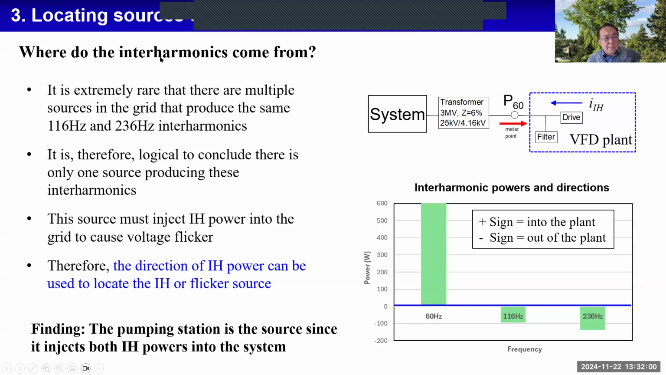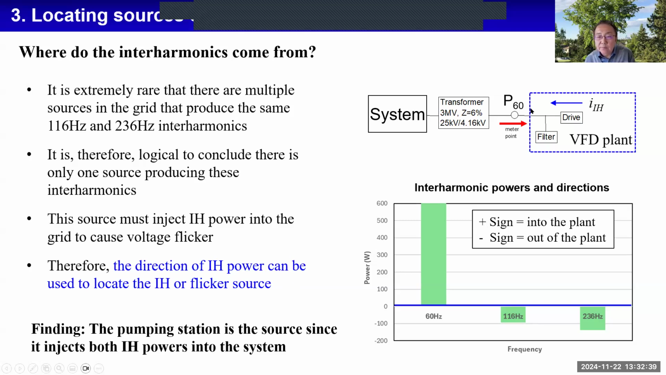Where the interharmonic comes from: it is extremely rare for multiple sources in the grid to produce exactly the same interharmonic frequencies. Therefore, it's logical to conclude there is only one source producing these interharmonics. This source must inject interharmonic power into the grid to cause flicker. To make the interharmonic voltage flow, it needs power. Therefore the direction of interharmonic power can be used to locate the interharmonic or flicker source.